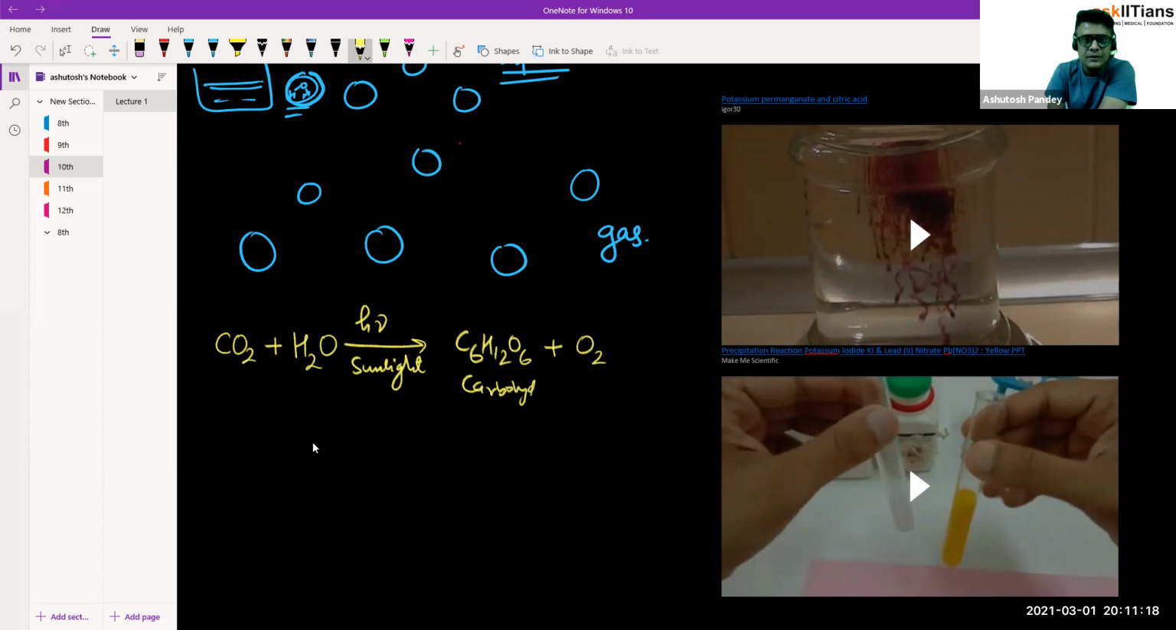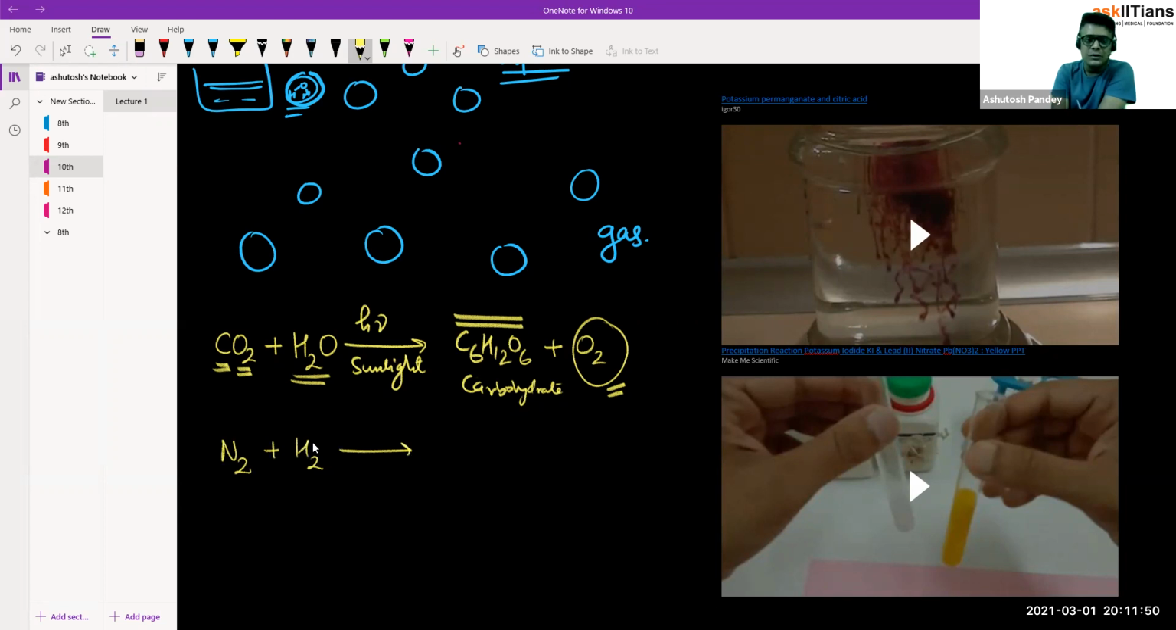Carbohydrate plus oxygen. Now see, initially carbon was combined with oxygen, and hydrogen was combined with oxygen. Now both the carbons and hydrogens are arranged in a different fashion, and oxygen is also now free, bonded to only oxygen. Or let's take another example like N2 plus H2.